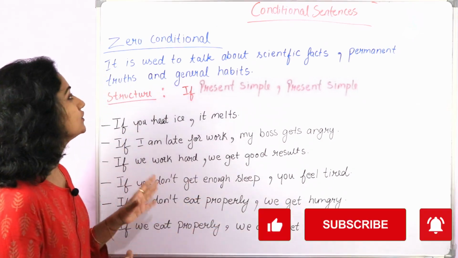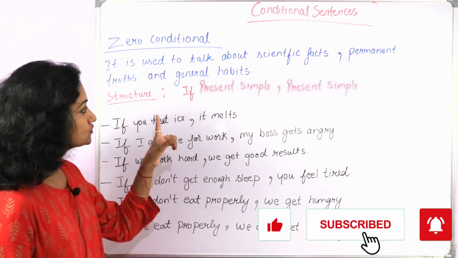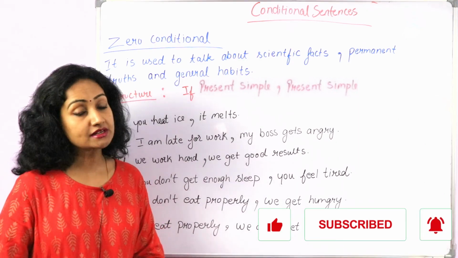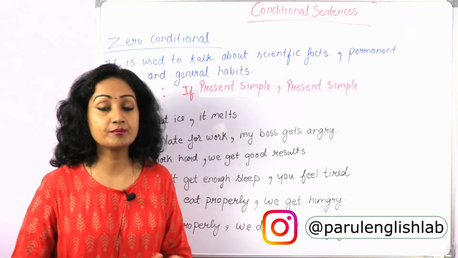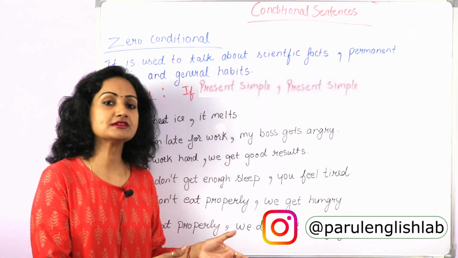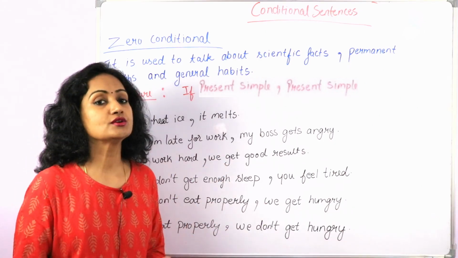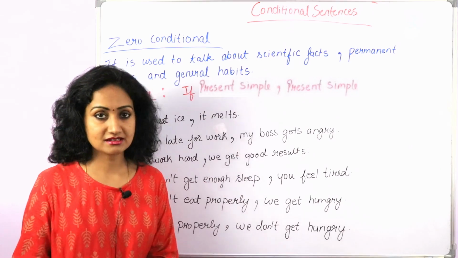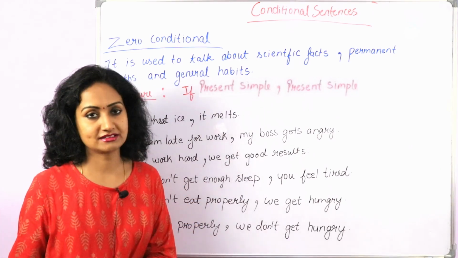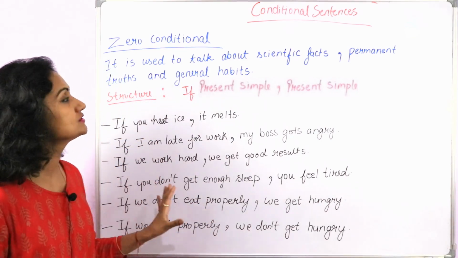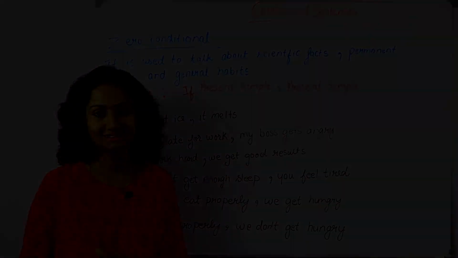So this way you can make zero conditional sentences to talk about scientific truths, general habits, permanent truths, anything where the result is always true, a permanent situation. If this happens, then this happens. If it's raining, you go out, you get drenched, you get wet. So this is true. If in rain, you go out, you get wet. So this way you can use zero conditional. Now let's move on to the first conditional.